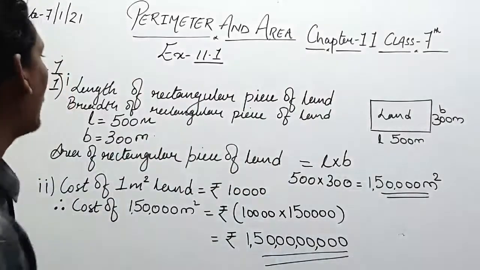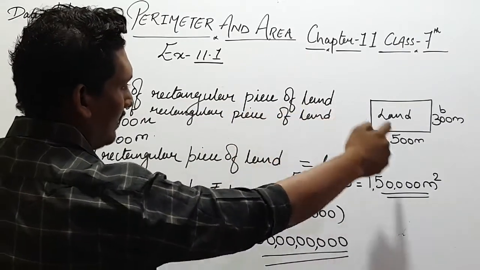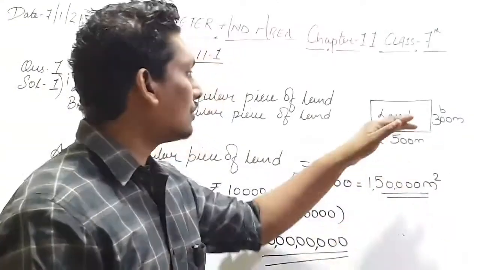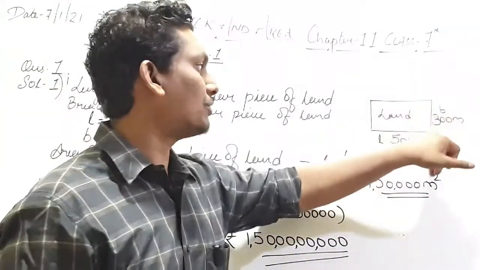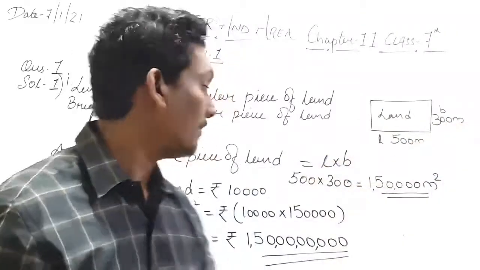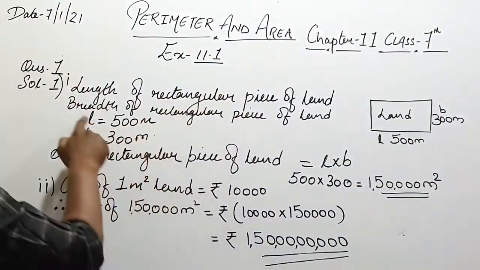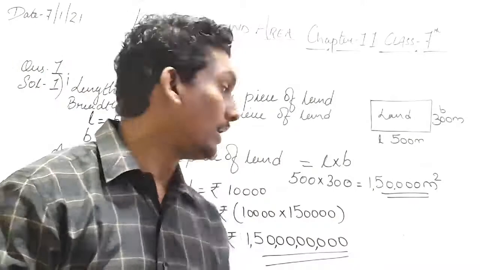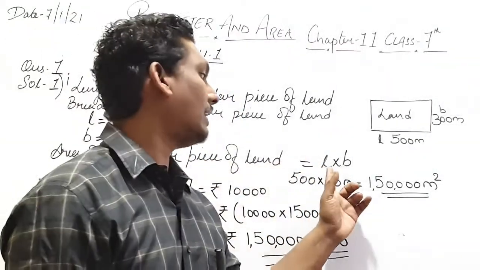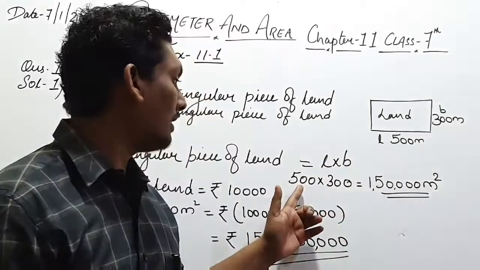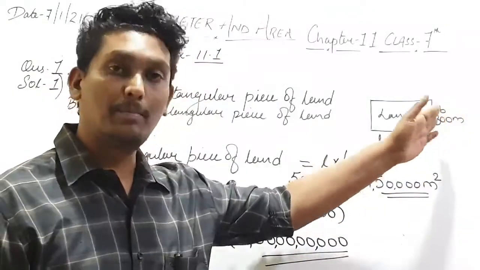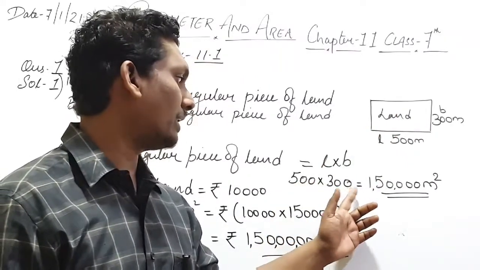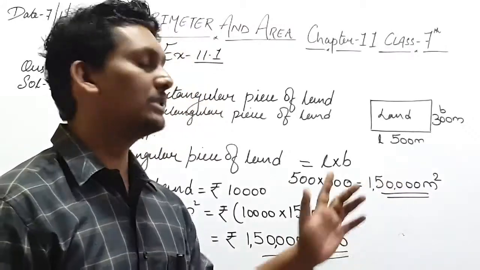Okay, so length of a rectangular piece of land, this is the picture I have made. This is the land and this is the length, that is 500, and this portion is the breadth, that is 300. So length is given 500, breadth is given 300. The first part of the question is to find the area of a rectangular piece of land. The formula is length into breadth. So here 500 is the length and 300 is the breadth. Just multiply this: 2 zeros are here, 2 zeros are here, just write 4 zeros. 5 into 3 is 15.